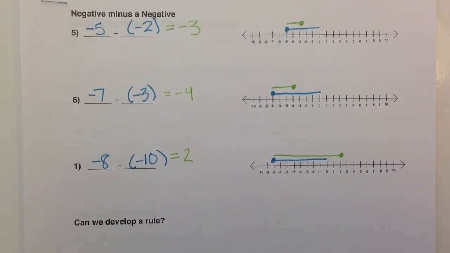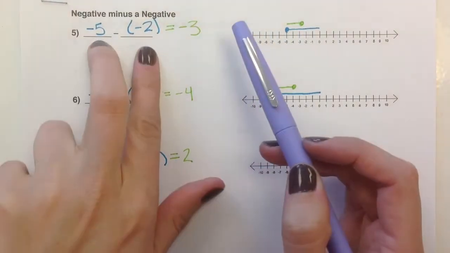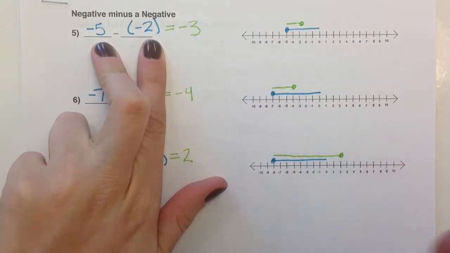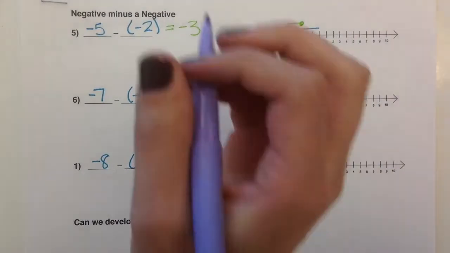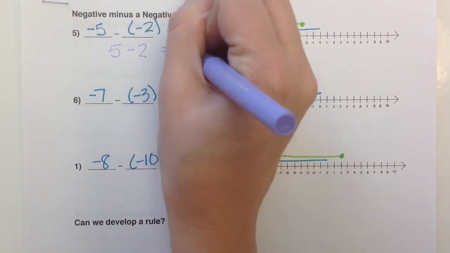So let's think about this. How am I going to get 3? I'm ignoring the negatives or positives. How do I get 3 from 5 and 2? Am I adding or am I subtracting? Well, if I subtract 5 and 2, it'll get me to 3.